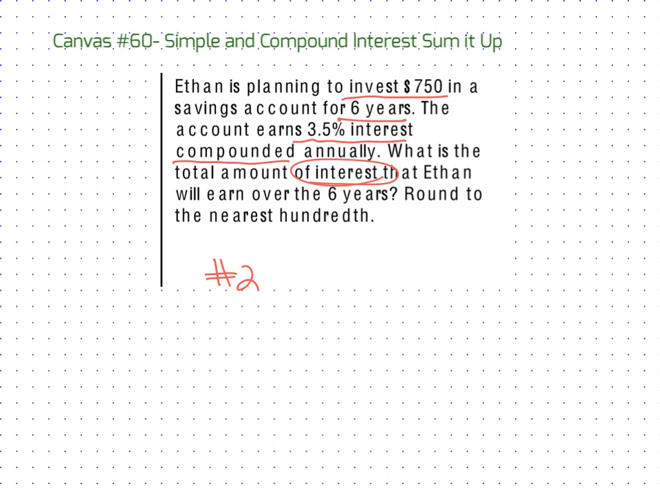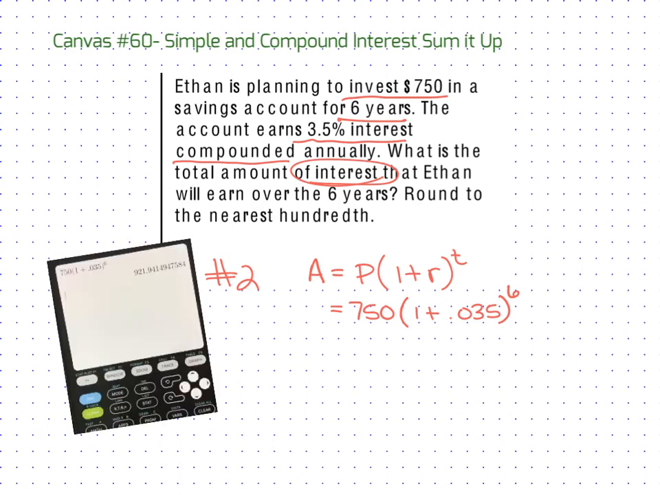We're going to start out by writing our formula down, which is A is equal to P times 1 plus R raised to the T. Then we're going to start plugging in our numbers. Our principal amount was $750. Our rate converted to a decimal is 0.035. And the amount of time is 6 years. I'm going to plug this information into my calculator, and the calculator is giving me a total of $921.94.